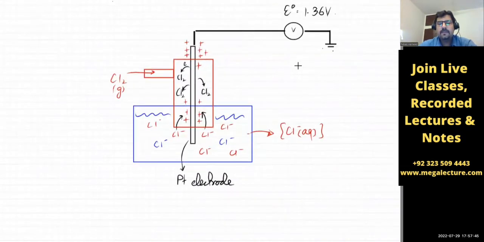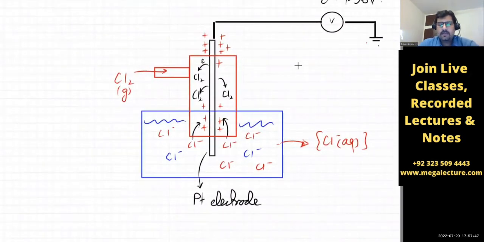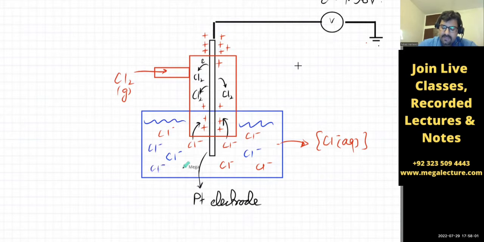What will happen? Okay, what will happen if I increase the concentration of Cl minus ions, right? If I start adding more Cl minus ions into the solution, so I've increased the concentration of Cl minus ions. I'm using non-standard conditions now. Standard में तो था 1 mole per dm cube.